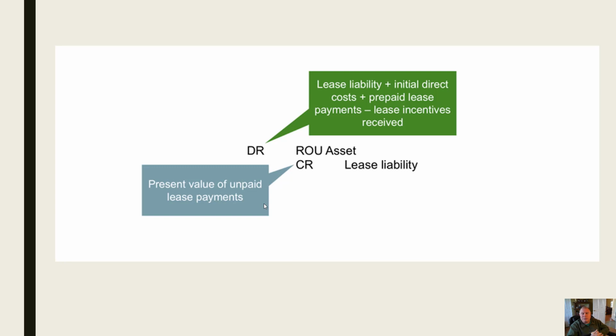In a very simple way, if we look at it in a debit and credit, and some of you love debits and credits as I know, the debit is to ROU asset, and that's the lease liability plus the direct costs, plus any payments that you've made, less incentives. And the lease liability is the present value of unpaid lease payments.